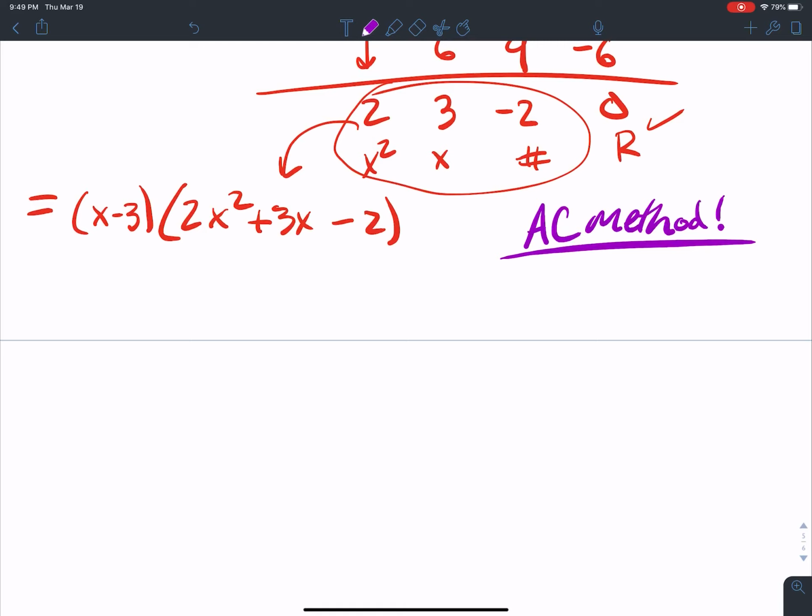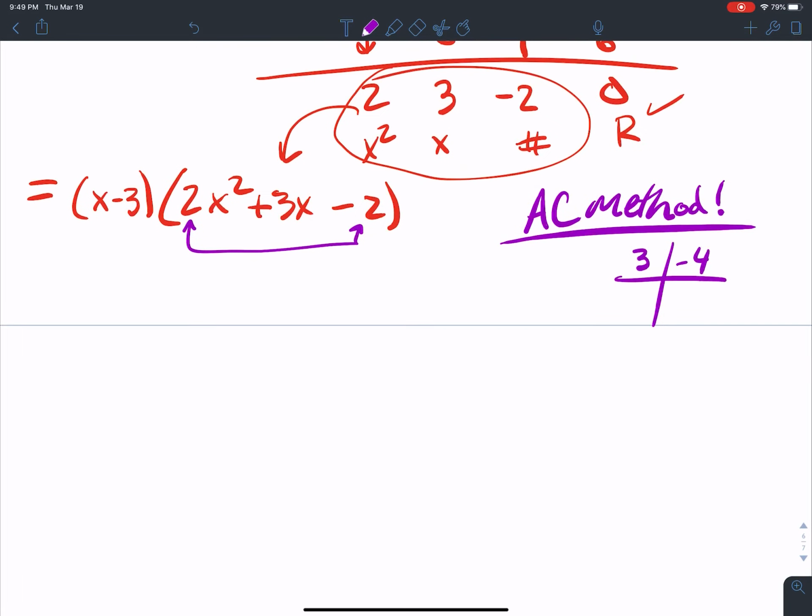First times the last, 2 times negative 2 is negative 4. So I want it to multiply to negative 4 and I want it to add to 3. Okay, A times C. So is that possible? Yeah, I think so. 4 times negative 1, that adds to 3. Good. Okay, so this splits up to 2x squared plus 4x minus x minus 2.